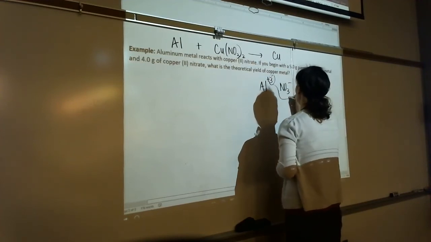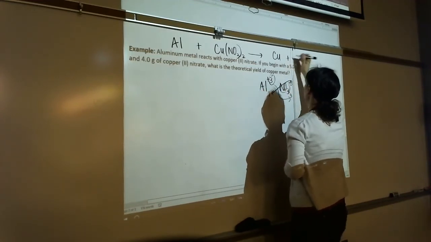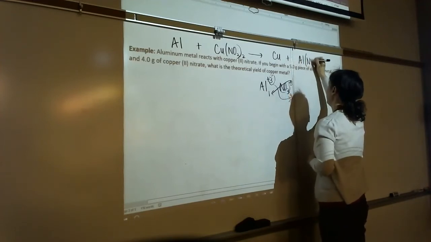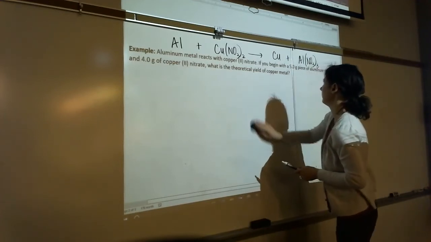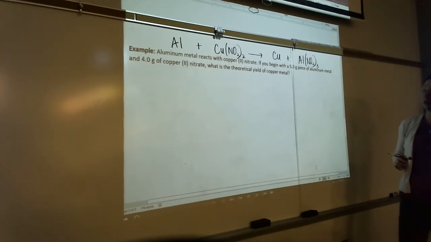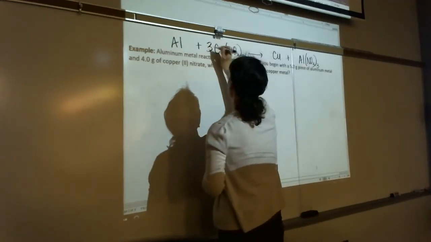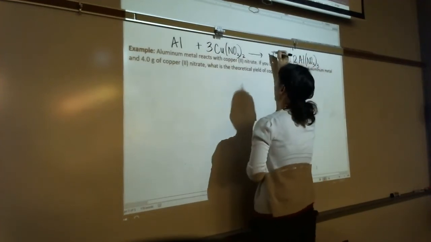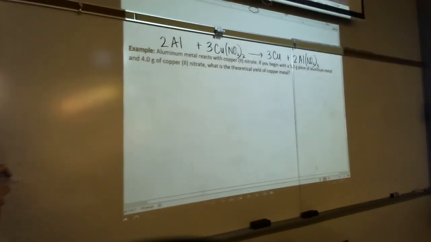So when you crisscross those, you get Cu and Al NO3 3. Okay, so there's our equation. Is it balanced? That's not balanced, right? We're going to need a 3 here and a 2 here and a 3 here and a 2 here. Does everyone see how we translated this into an equation?